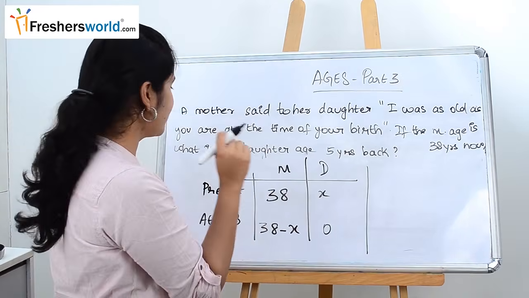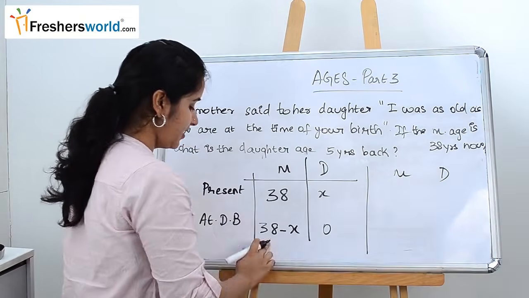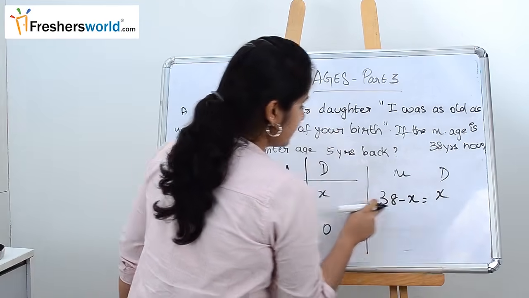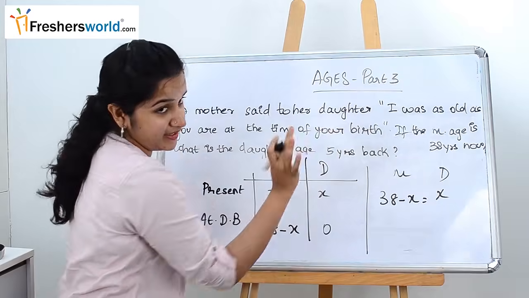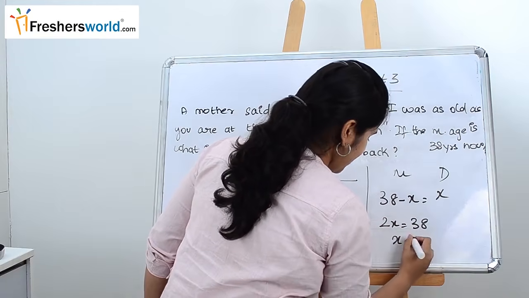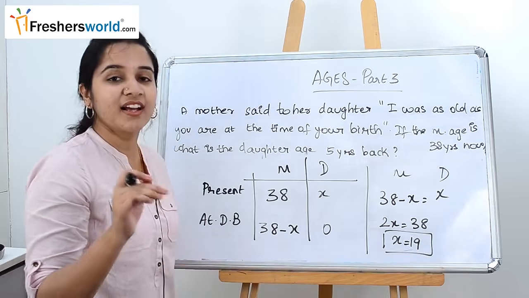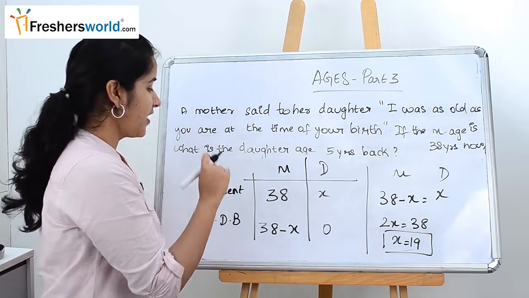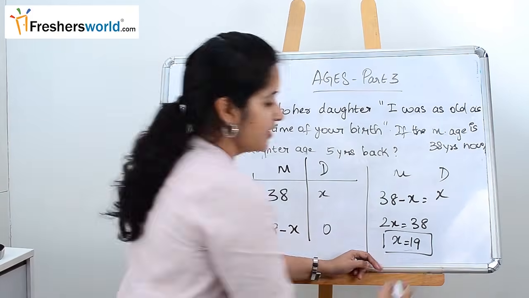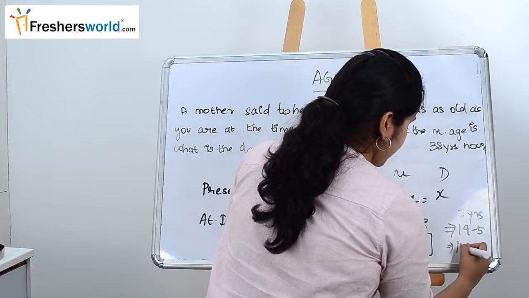I was as old as you are at the time of your birth. So, mother, daughter, we have to form an equation to find the answer. So, mother will be 38 minus x, which is equal to x. This is the equation that we are forming from this sentence. So, take x together, 2x becomes 38 and x is equal to 19. So the current age of the daughter is nothing but 19. Are they asking you the current age of the daughter? No. They are asking you what is the daughter's age 5 years back. So currently she is 19, so 5 years back is nothing but 19 minus 5, which is 14 years.